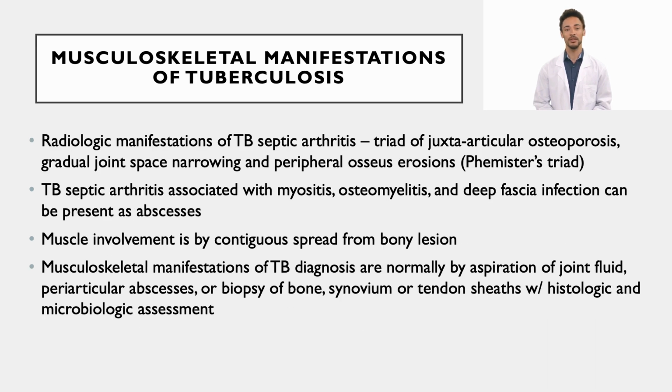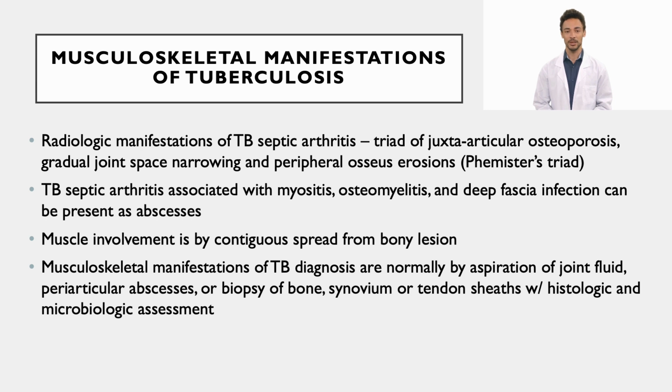The radiologic manifestations of TB septic arthritis include a triad of juxta-articular osteoporosis, gradual joint space narrowing, and peripheral osseous erosions, known as Phemister's triad. TB septic arthritis can also be associated with myositis, osteomyelitis, and deep fascia infection, presenting as abscesses, while muscle involvement spreads contiguously from bony lesions.